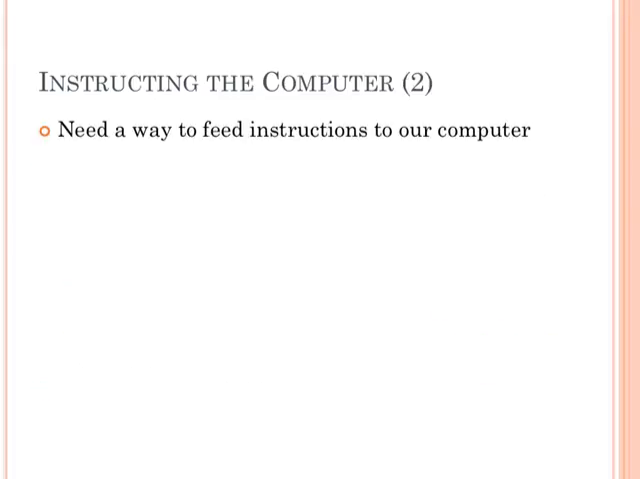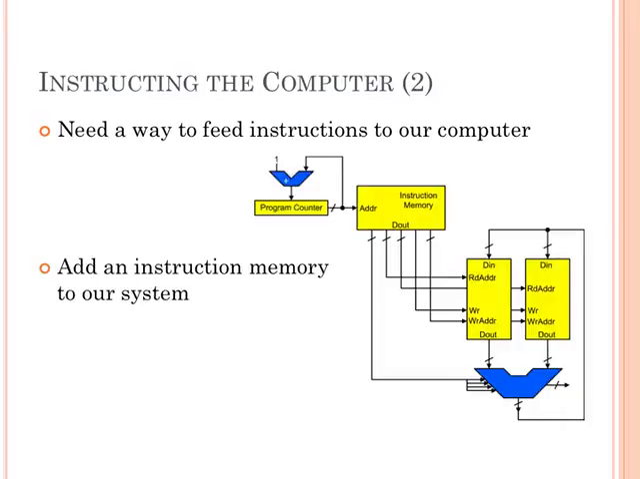So you can see that if we want to perform a more complicated computation, we're going to have to figure out how to implement it in a series of simple instructions. So first of all, we do need a way of feeding instructions to the computer. So we'll just add another memory. And this is where our instructions will be stored.